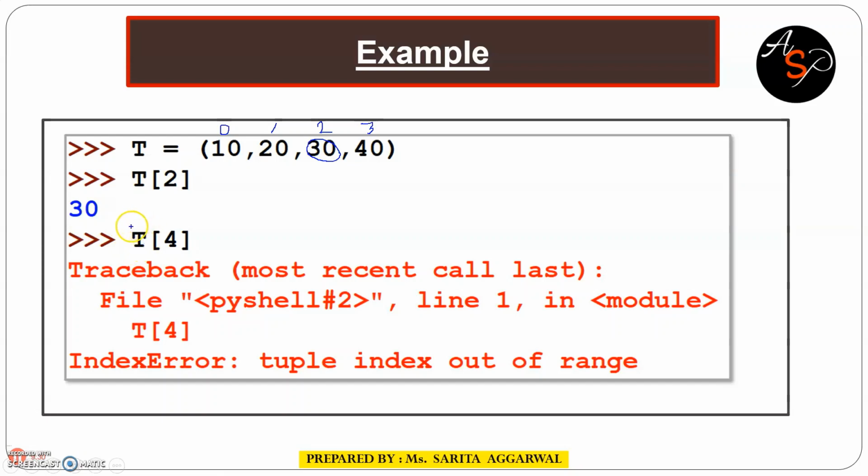Here I am writing T of 4. That is, I write T of 4, index 4. But here index 4 is not there in this tuple. What is the valid index for this tuple? 0 to 3. But here I am giving an invalid index, that is index out of bounds. So it will give the index error, tuple index out of range.